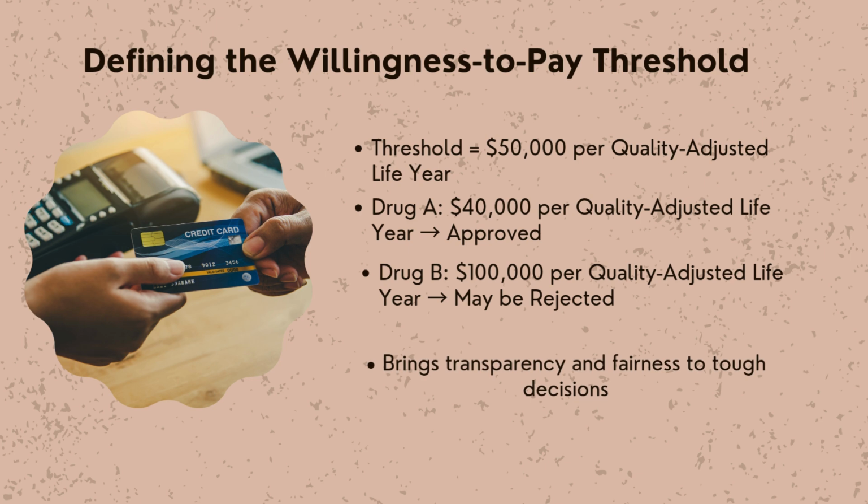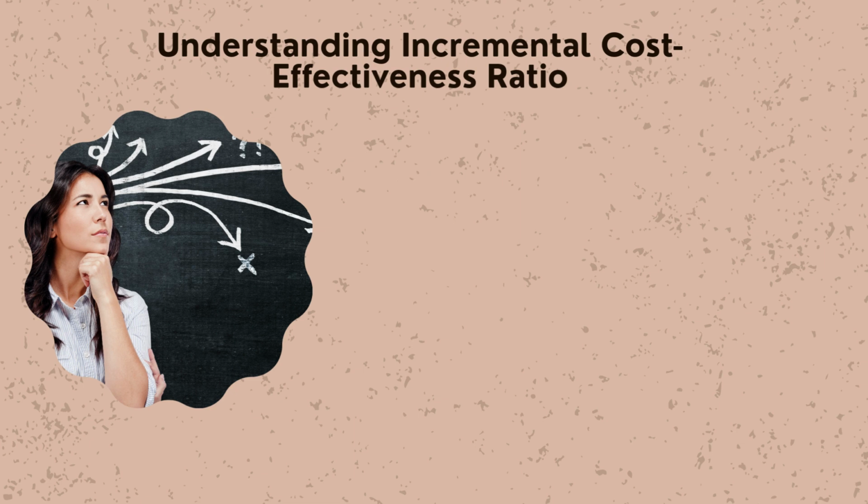Now we come to the main topic, which is the Incremental Cost-Effectiveness Ratio, or ICER, and it is one of the most important concepts in health technology assessment. ICER helps decision makers compare two interventions by asking, how much extra do we need to spend to gain one extra unit of health benefit?